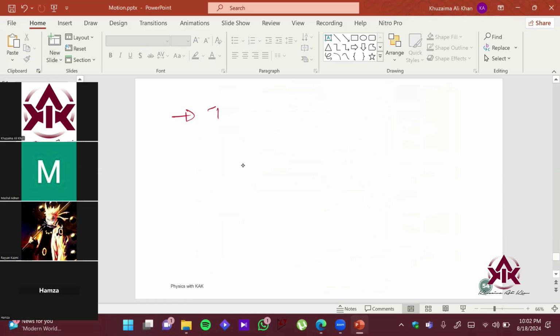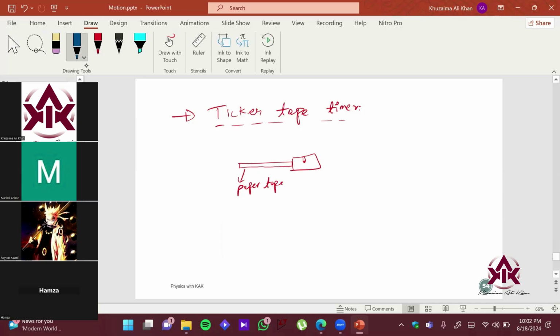Okay. So a ticker tape timer is as follows. Basically, you have a machine over here and it extends the tape over here, right? This machine basically marks or punches dots on this paper tape. This is the paper tape over here. So what happens is, it marks dots over here. So what is its frequency? The frequency is 50 hertz, right? So what does frequency mean here?